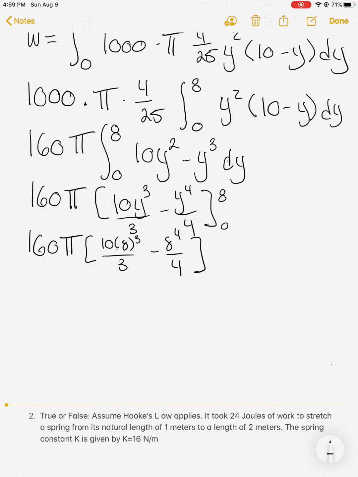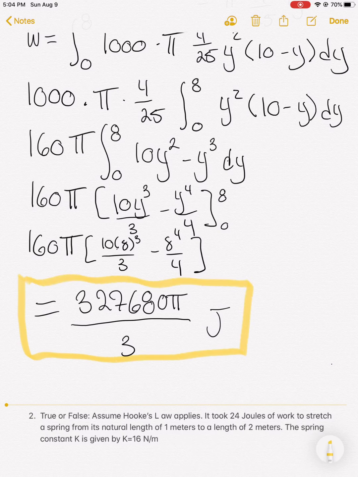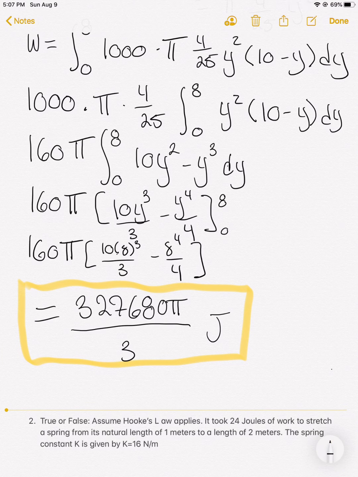And this could be considered like the very last thing. If you wanted it completely calculated out, though, it would become 327,680 pi over 3 joules. And this could be considered your final answer.